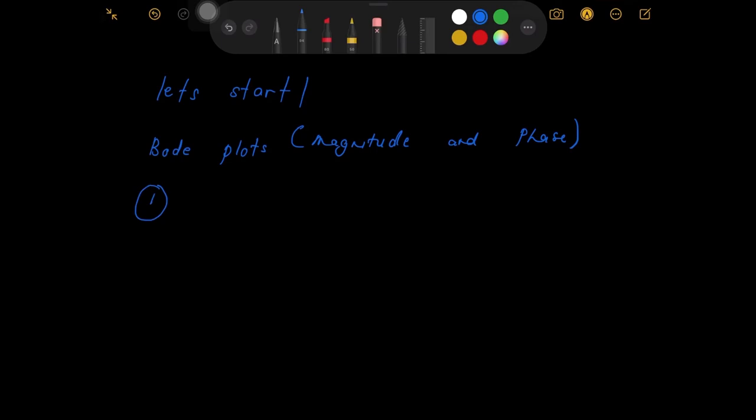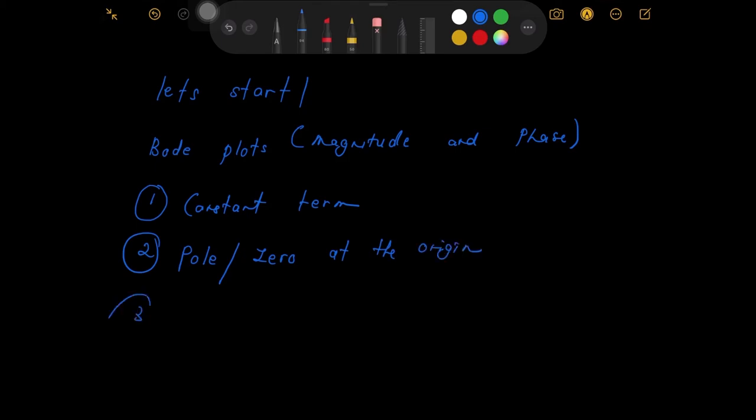Alright, so let's start. For Bode plots, we have magnitude and phase. Basically, there are three terms that you have to remember and to understand. Not just remember, but to understand, because for each of these terms there is a way for you to plot. Each term is different. The first one is the constant term, followed by the pole at the origin, and finally the simple pole.